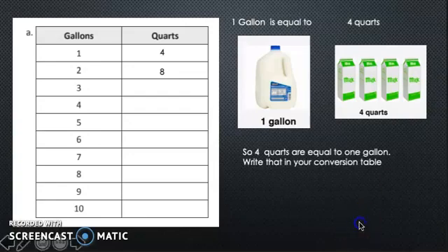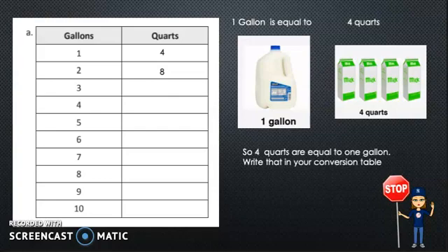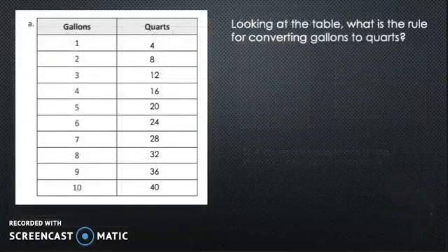So now I want you to pause the video and fill in the rest of the conversion chart. Remember to press play when you're ready to continue. Okay, friends, press pause if you need more time. Otherwise, check your conversion table with the one you see here. Now I want you to look at the table. What's the rule for converting gallons to quarts? Yeah, that's correct. Multiply the gallons by 4.